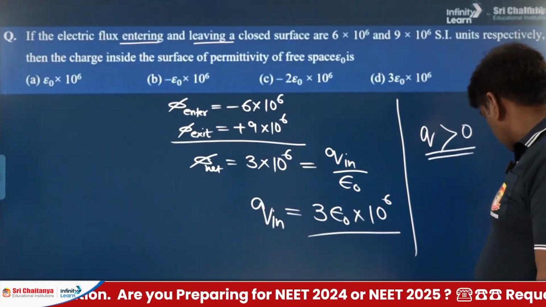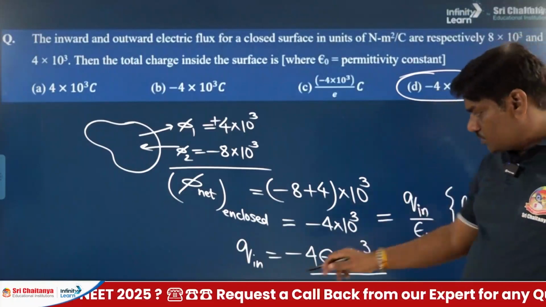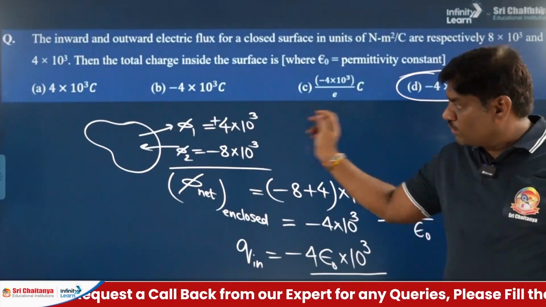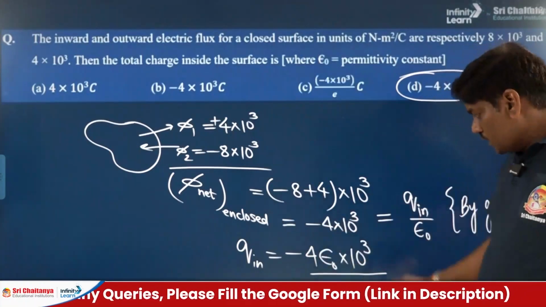Whereas in question number 2, we discussed the same type of question. If you see, this charge is coming negative. Why? Because the total flux which is entering inside will be more, right? So overall charge will be negative.